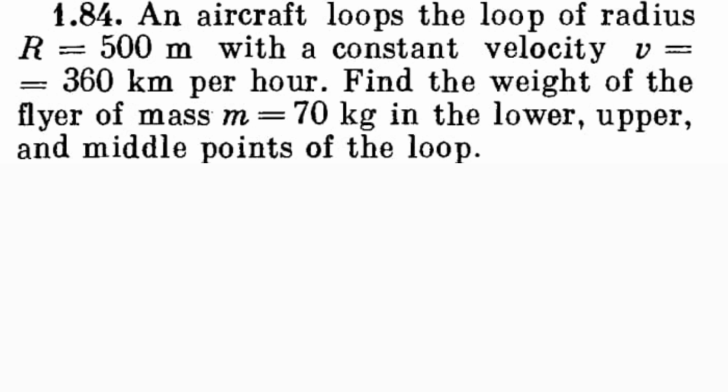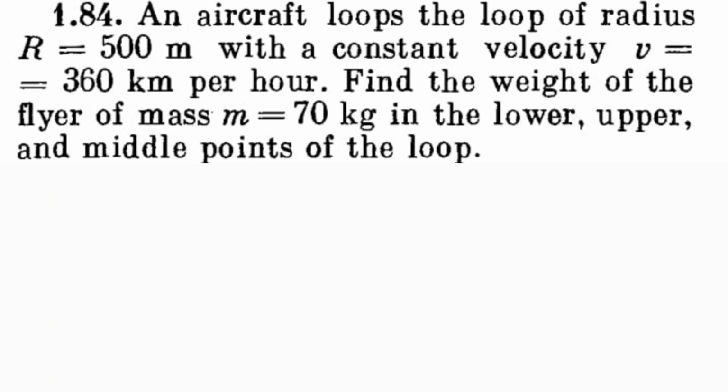So we are dealing with problem number 1.84. The problem states an aircraft loops the loop of radius 500 meter with a constant velocity v equals 360 km per hour. Find the weight of the flyer of mass 70 kg in the lower, upper and the middle points of the loop.